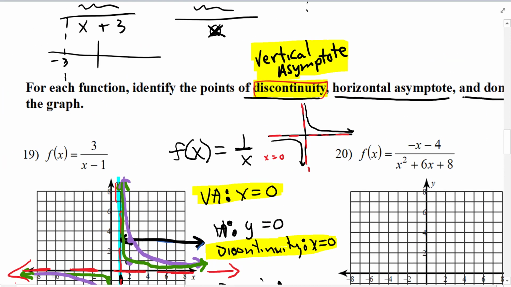All right, that is it for finding points of discontinuity for vertical asymptotes, horizontal asymptotes, and the domain of a graph, of rational graphs specifically.